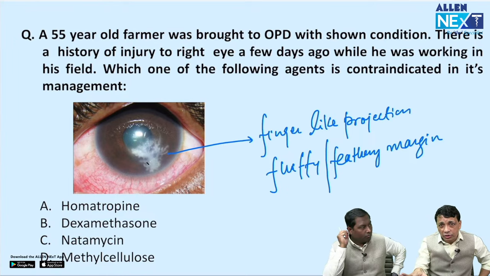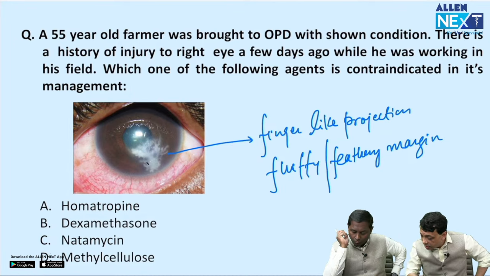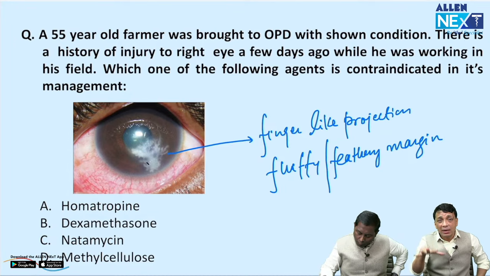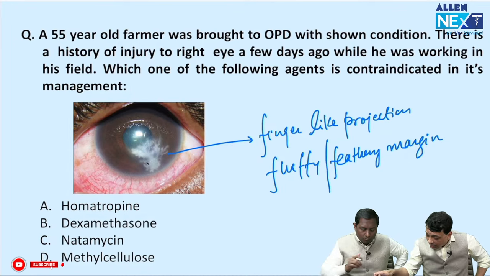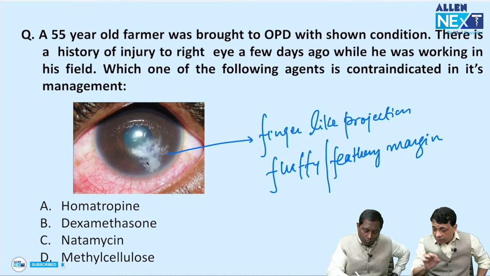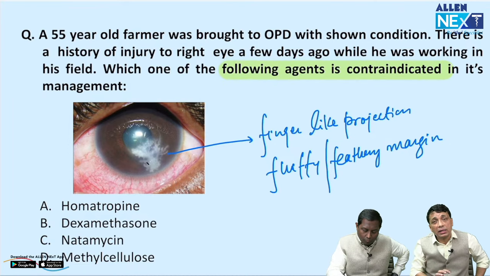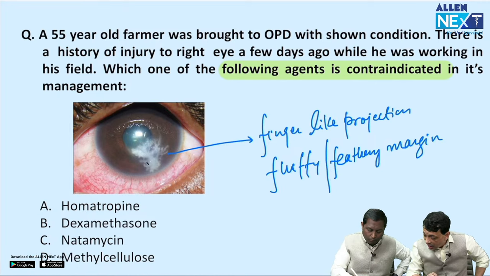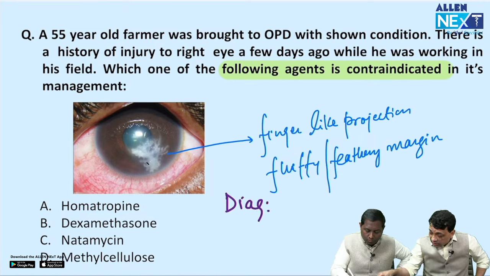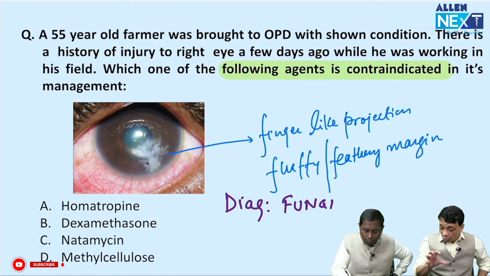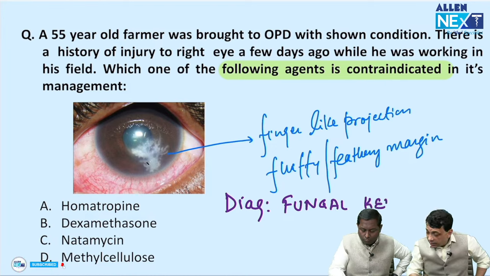The finger-like projections with fluffy, feathery margins, the raised, dry appearance, the absence of congestion. Remember that these are fungal ulcers. These are absolutely fungal ulcers. The diagnosis here is fungal keratitis. And even if you look at the conjunctiva, it's not very much inflamed. That is what fungal keratitis is well known for.